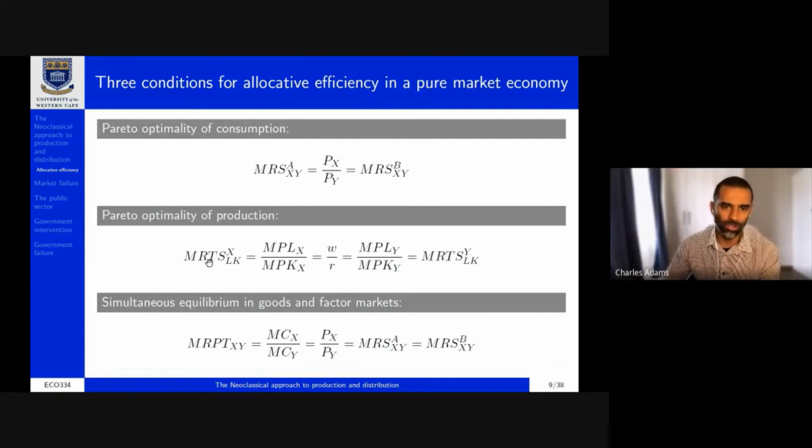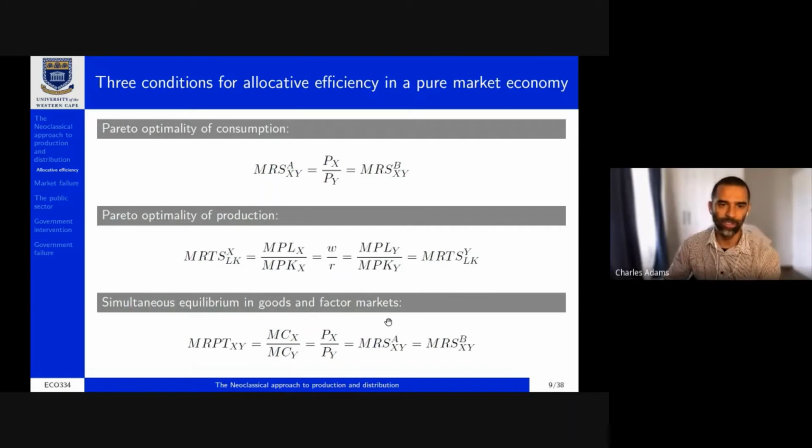Here we have the marginal rate of technical substitution. So this concept is very similar to the marginal rate of substitution, except that here it applies to firms. And this equals the ratio of the marginal product of labor and the marginal product of capital, which in turn equals the ratio of the costs of production, which are the costs of labor, wage rate W, and the cost of capital R, which is also the return to capital in this economy. So this relation is what we need to achieve Pareto optimality in production. And we're going to look at what this means in a graphical sense in the slides to follow.